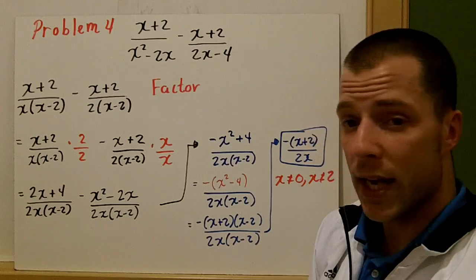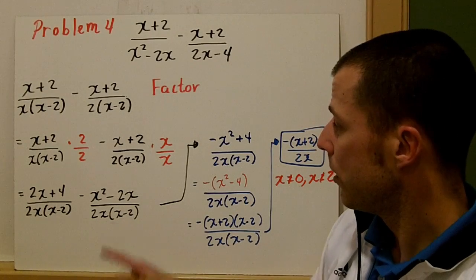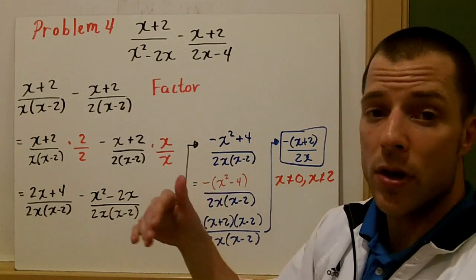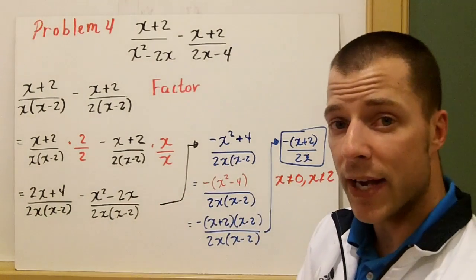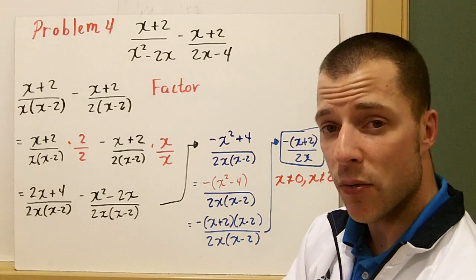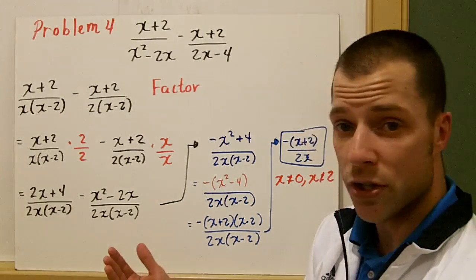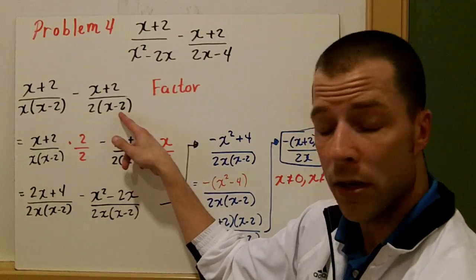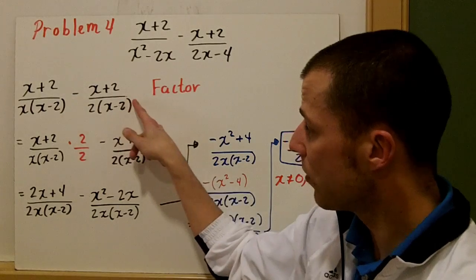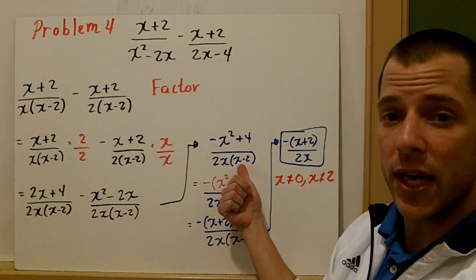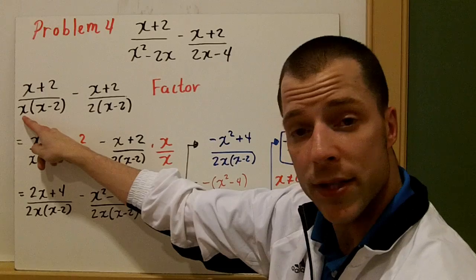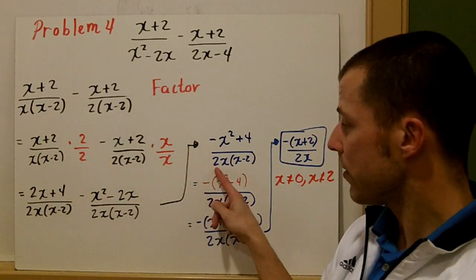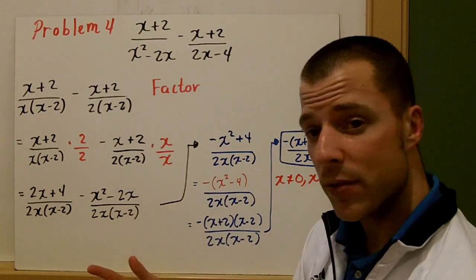So the LCM, the least common multiple, becomes 2x times x minus 2, multiplying all the prime factors together, and if there is a repeated factor, taking the largest power. X minus 2 repeats here and here for the LCM, but the largest power is 1, so that's why we only see a first power. X is a prime factor that comes along, and the 2 also comes along. So how do we simplify that?